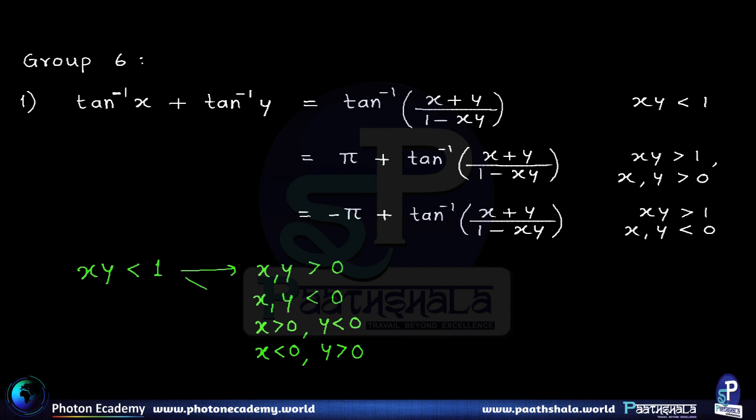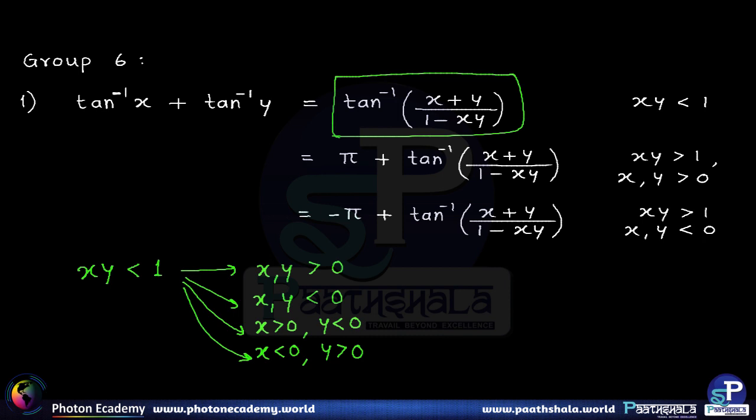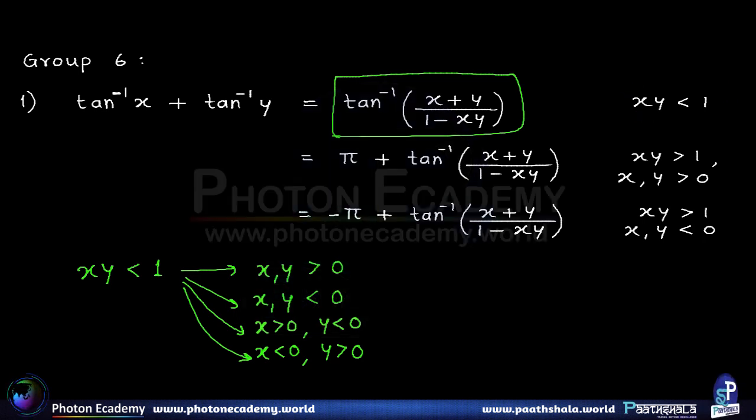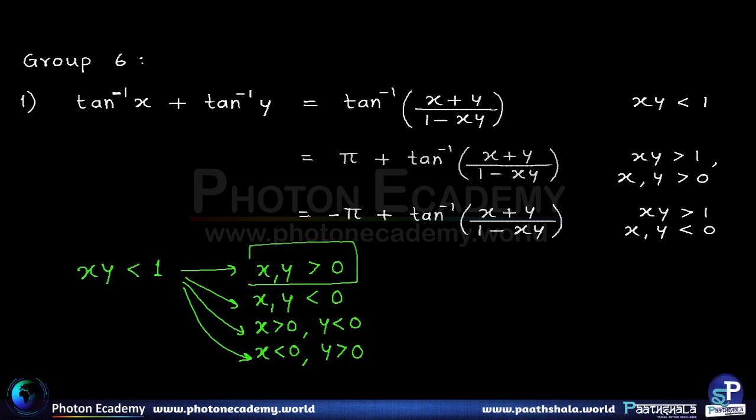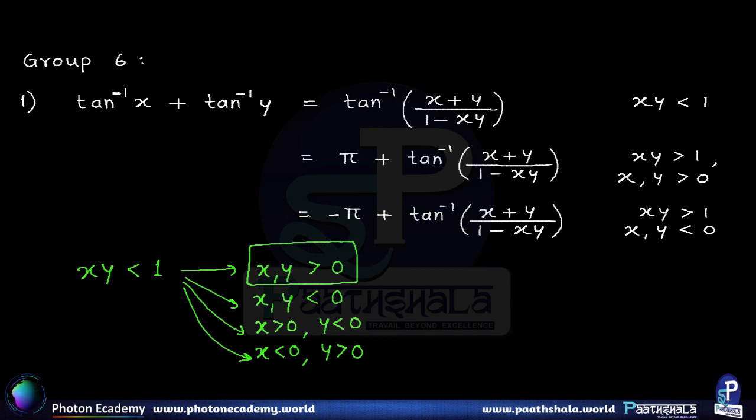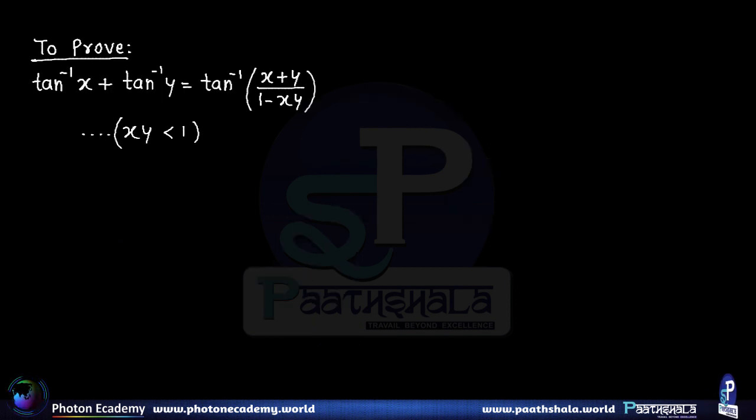So for all of these four sub cases, the first property always applies, because we are mentioning only xy is less than 1. Now let us prove this particular property, but we will prove it only for one of the sub cases. For the remaining sub cases, the method of proving is exactly the same. So let us prove it for the first sub case, that is x and y both are positive and their product is less than 1. So go ahead to the next slide to prove this.